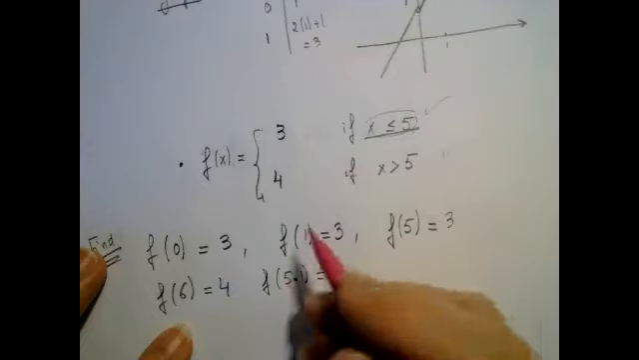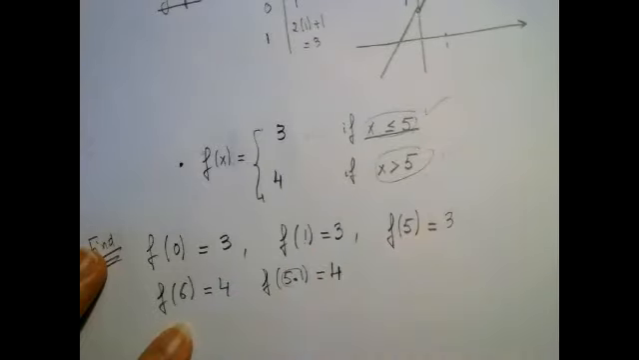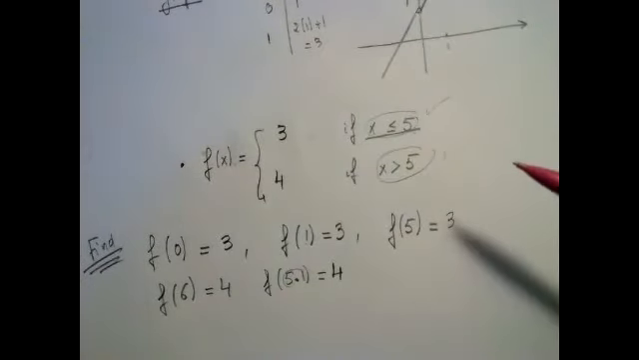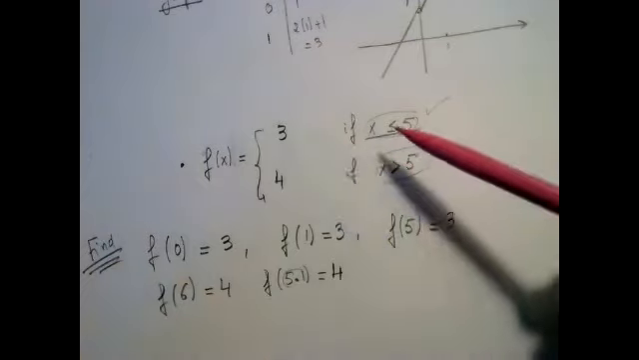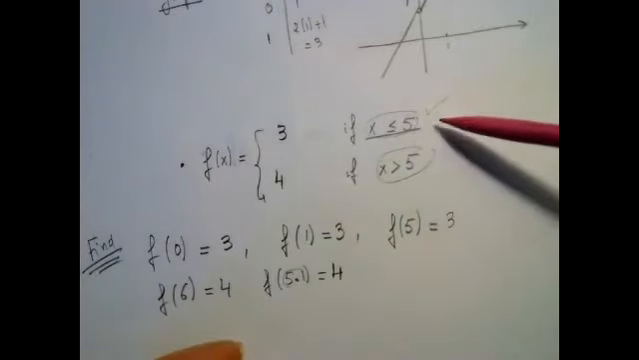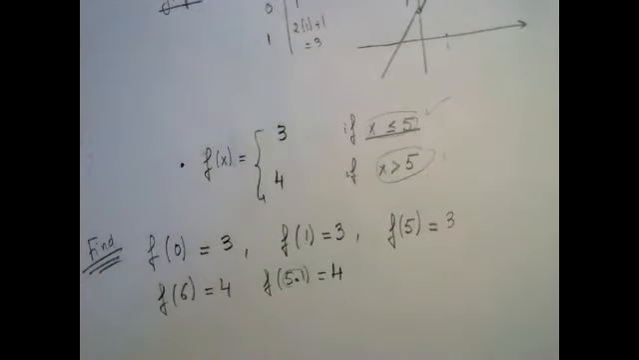4, because 5.1 satisfies this condition. This is going to be equal to 4. So that's how we're going to, this type of function is called piecewise defined because the formula is really not 1 for every x. The formula depends on what x is. Different x's are subject to different formulas.